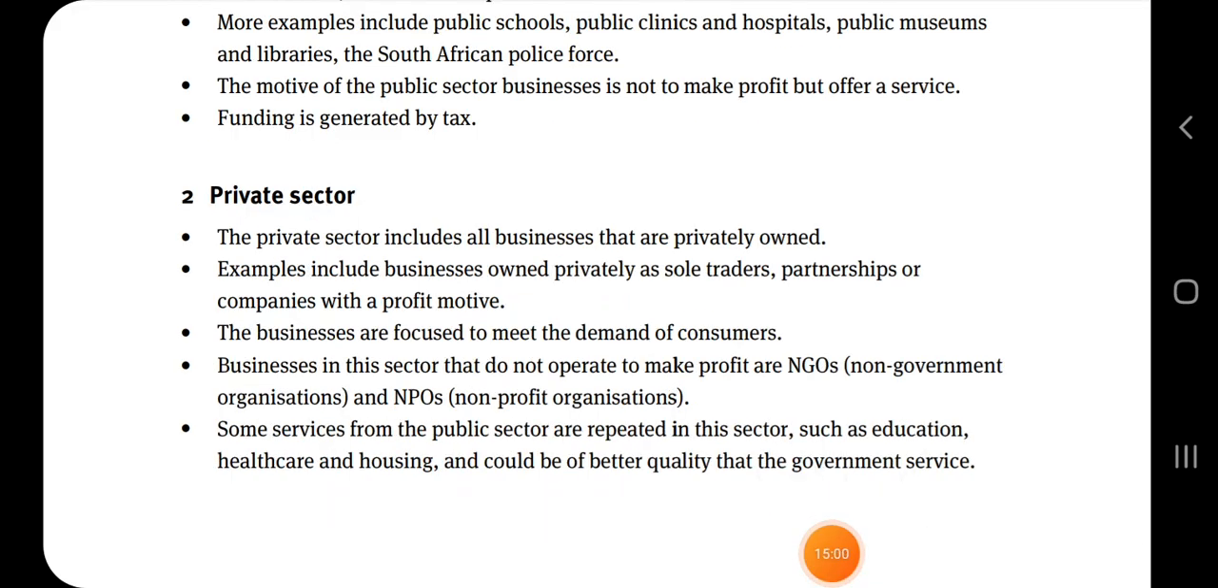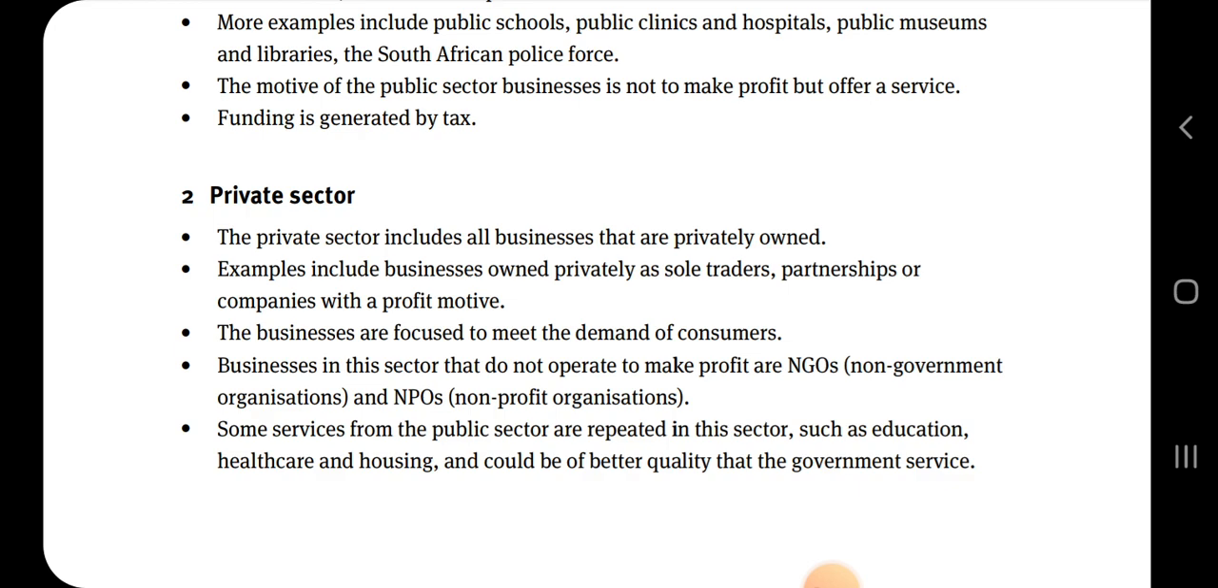So the private sector includes all businesses that are privately owned. If you now, as whoever, start a business, that business will be in the private sector because it's owned by you and not the government. Examples include businesses owned privately as sole traders, partnerships, or companies with a profit motive. The businesses are focused to meet the demands of consumers, but the main thing of the private sector is to make a profit, while the public sector does not focus on making a profit but delivering a service.